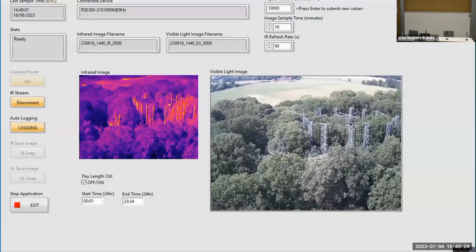Now, this is the LabVIEW window showing. This is the visible image captured by one of the normal visible light cameras, and this is the thermal infrared image by the Fluke RSC 300. Without even delving into any analysis, it can be observed that the oaks within the treatment patch appear to be warmer than the ambient area, which is very interesting to look at.